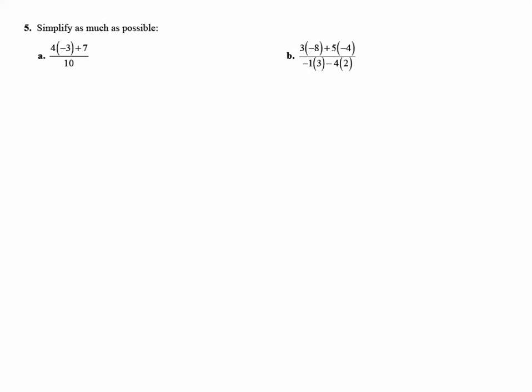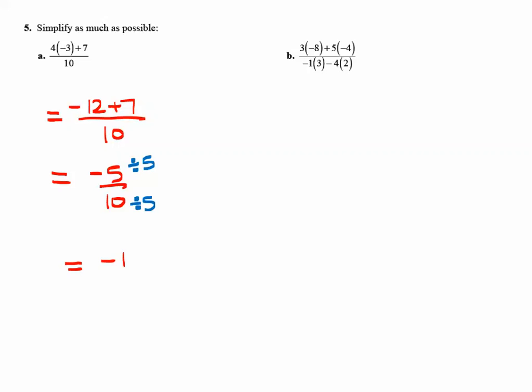So for A on top, 4 times negative 3 is negative 12, plus 7 over 10. Still simplifying the top until we can't do it anymore, so negative 12 plus 7 is a negative 5 over 10. Now we can start dealing with it as a fraction. So I can reduce that both top and bottom by 5. So how about 5 here, 5 there, and I get myself a negative 1 over 2 as my final answer.